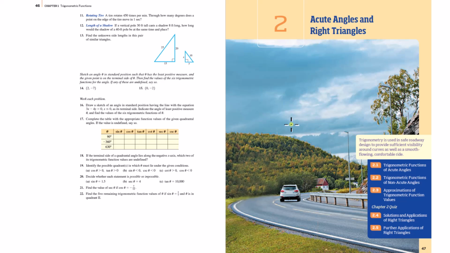Okay, so here's the opening image to this chapter, and it says that trigonometry is used in safe roadway design to provide sufficient visibility around curves as well as a smooth flowing, comfortable ride. I'm not sure what they're talking about there, but yes, trigonometry is very powerful. When I was in school, I found examples like this kind of annoying because they seemed to really oversimplify applications, like, well, I could take this trigonometry course and now I'm ready to go design roadways. But yes, you are going to apply trigonometry a lot more than you realize to solve problems.